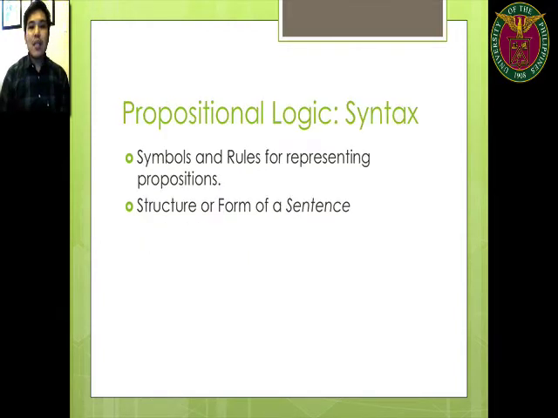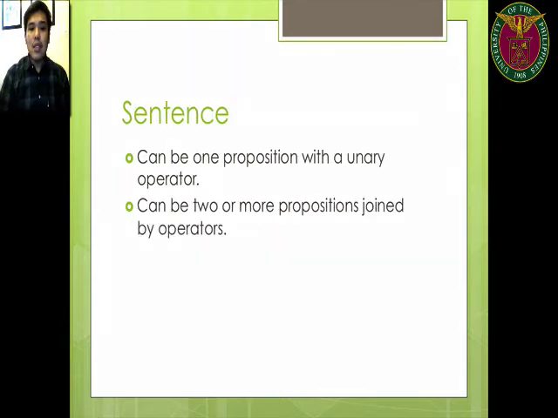So what is propositional logic syntax? Syntax deals with symbols and rules for representing propositions. It is also what describes or dictates the structure or form of a sentence. A sentence can be one proposition with a unary operator or a unary connective, and it can also be two or more propositions that are joined by operators, or connectives.